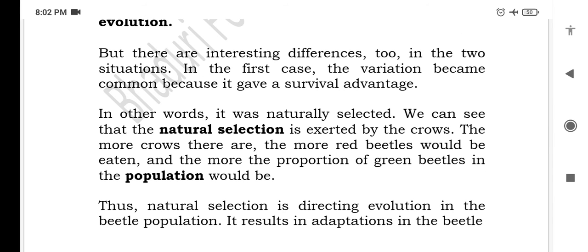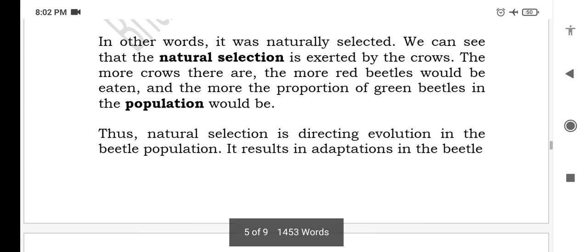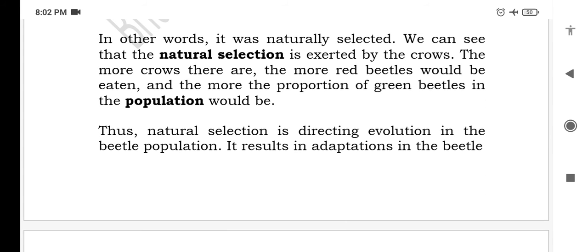But there are interesting differences too in the two situations. In the first case, the variation became common because it gave a survival advantage. In other words, it was naturally selected. We can say that the natural selection is exerted by the crows.